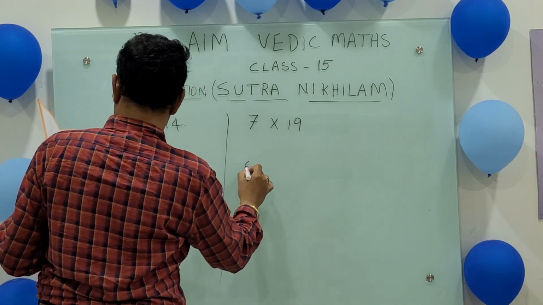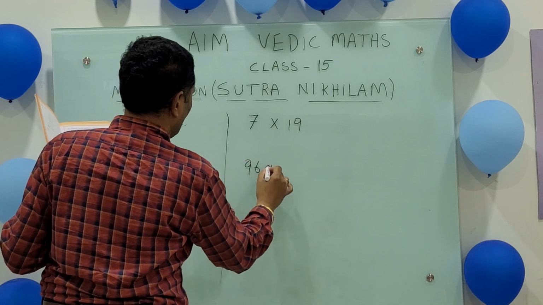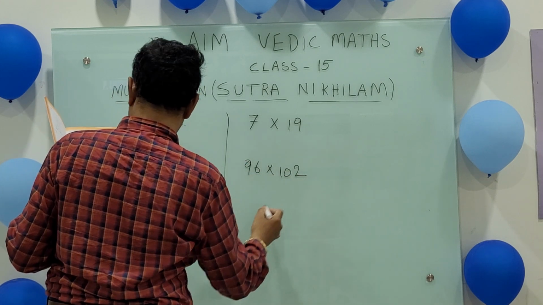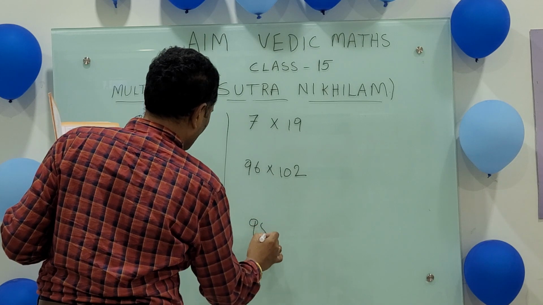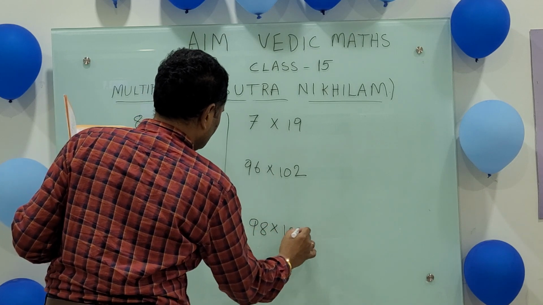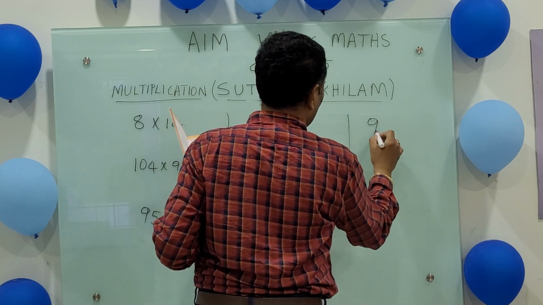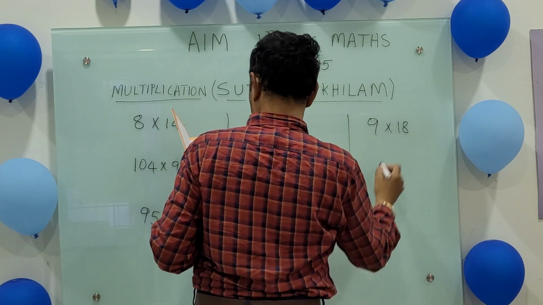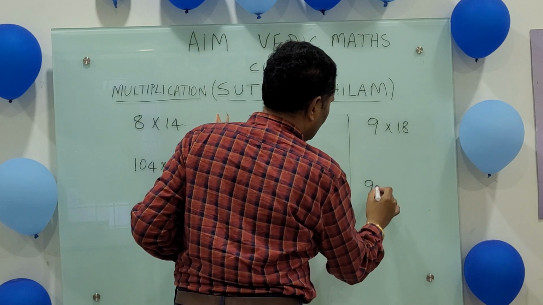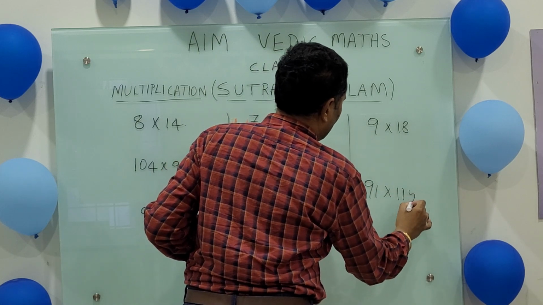7 into 19. 96 into 102. 98 into 104. 9 into 18. 91 into 115.